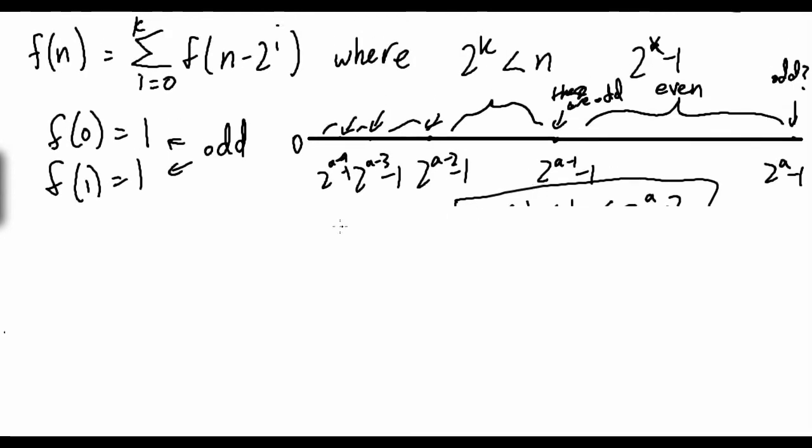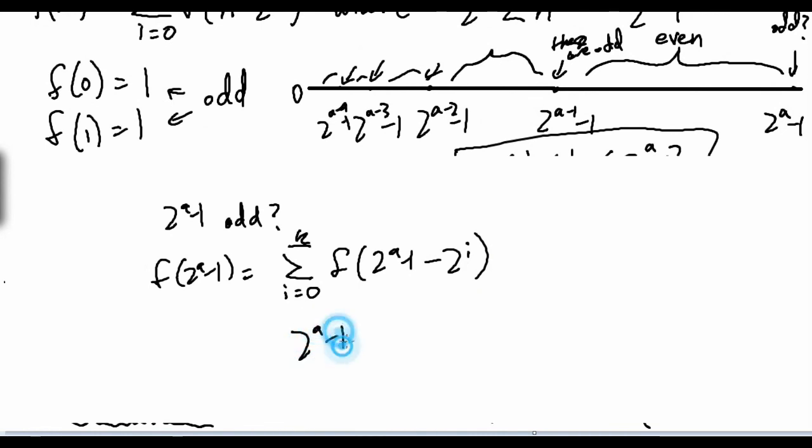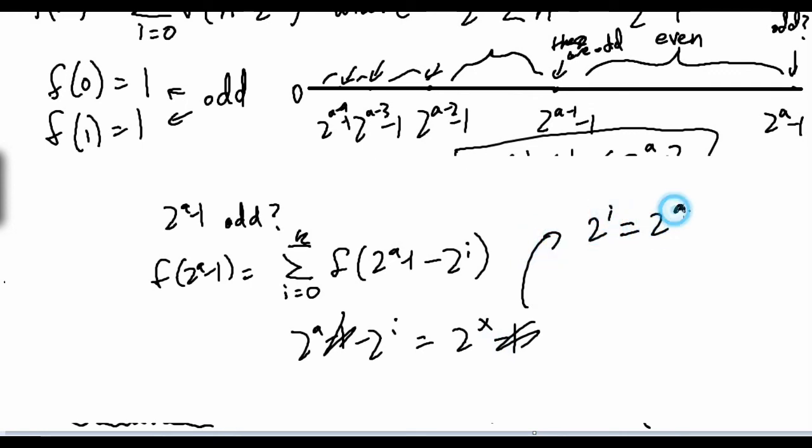So is 2 to the a minus 1 odd? Well, we can express f of 2 to the a minus 1 as a sum, and thus we can do the same thing we did with b. 2 to the a minus 1 minus 2 to the i must equal in some form 2 to the x minus 1, because those numbers are odd, so we can cross out the minus 1s, and thus 2 to the a equals 2 to the x plus 2 to the i.